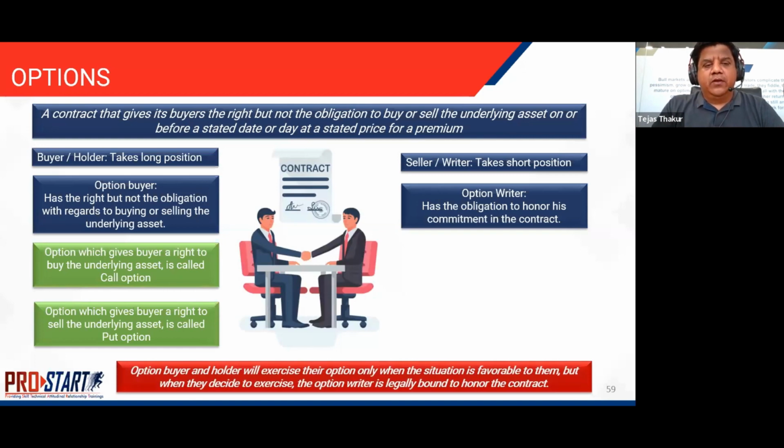Option buyer and holder will exercise their option only when the situation is favorable to them. So they are here to make business, right? Make money. So they will exercise only when it is favorable to them, and they will decide not to exercise it when they don't want to. But when they decide to exercise the option, the writer, as I said earlier, is bound to honor the commitment. He does not have an option.